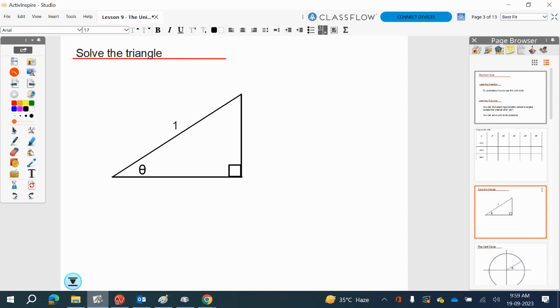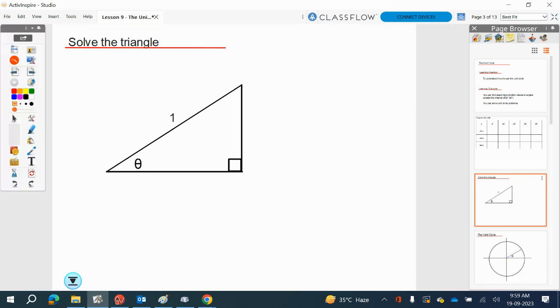Okay, so looking at this triangle, if we wish to find the size of the angle here, how big will the angle be? 90 minus theta. So this is 90 minus theta. What will be the length of this base? 1? No? Cosine theta.